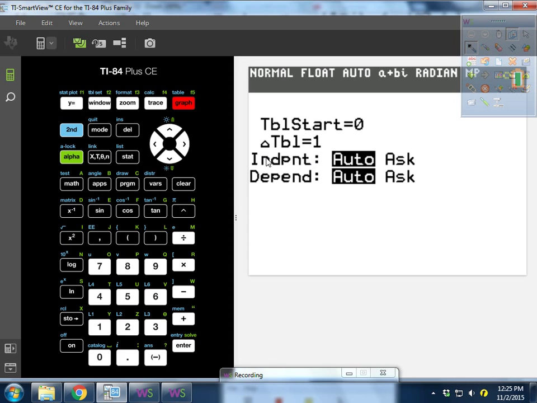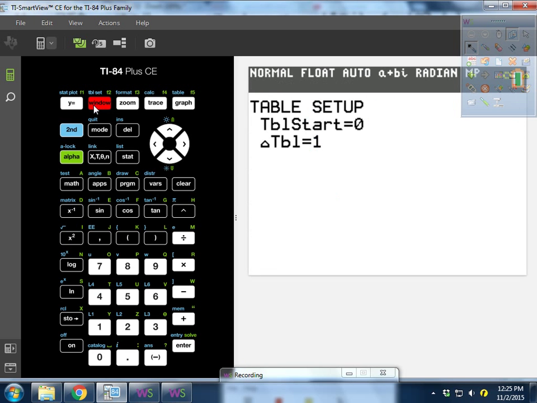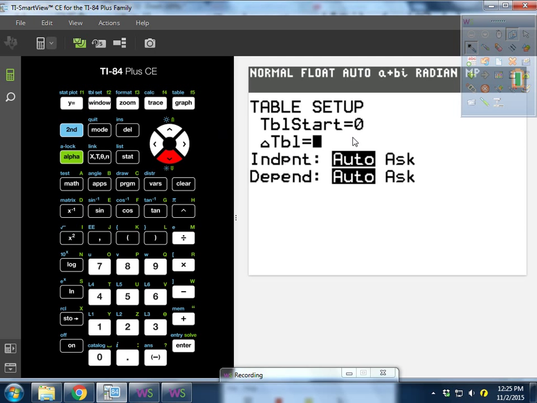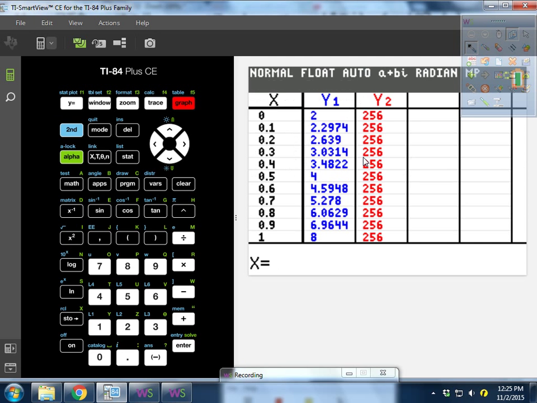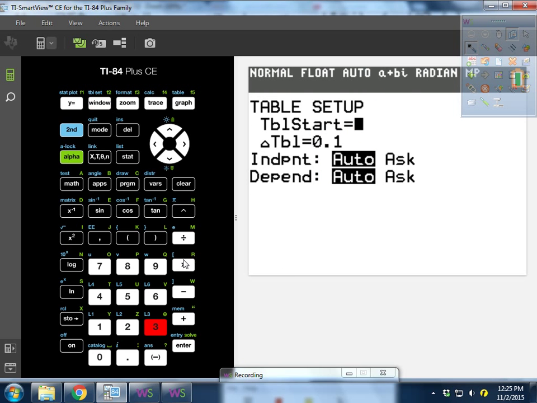So that means it's not going to be a whole number, it's going to be in between 3 and 4. So let's go back to our table set menu and change this. Let's try something different this time. Let's tell our table that we want it to go by, I don't know, 0.1. See how it goes 0, 0.1, 0.2, 0.3, and so on. And then let's tell it that we want it to start at 3 because we know it's in between 3 and 4.